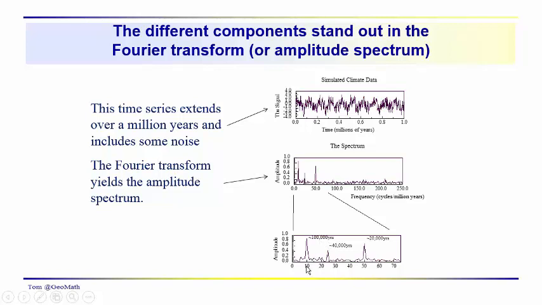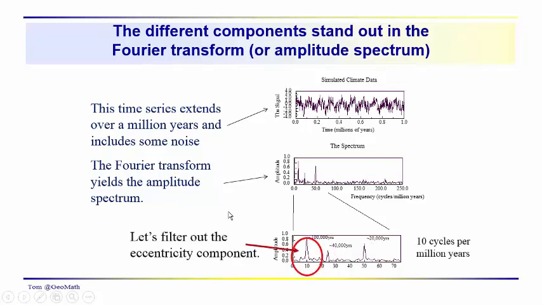1 over 0.1 would give you 10, and so on for the other components. So we have eccentricity, obliquity or tilt, and then precession.